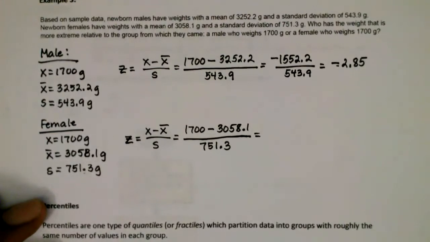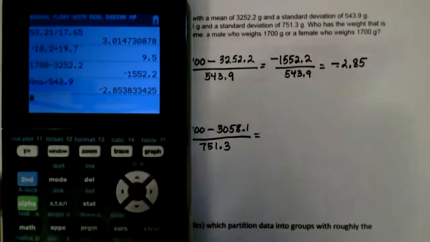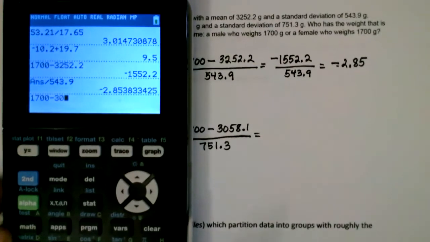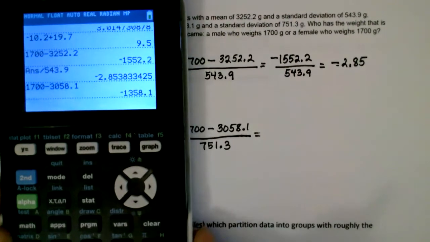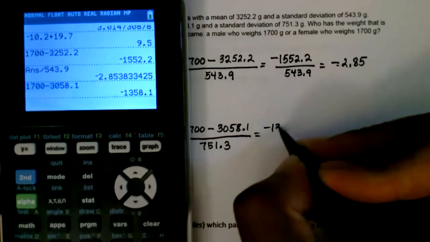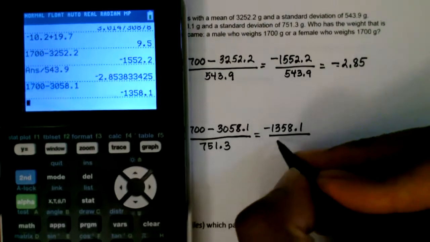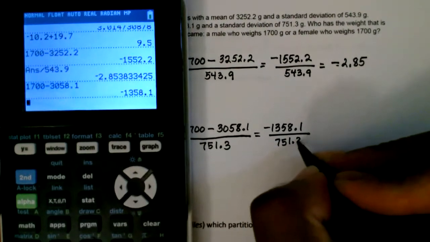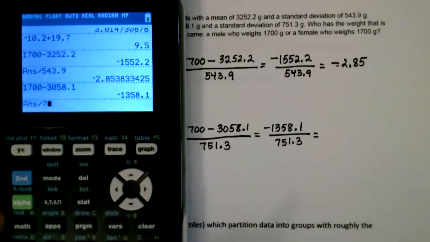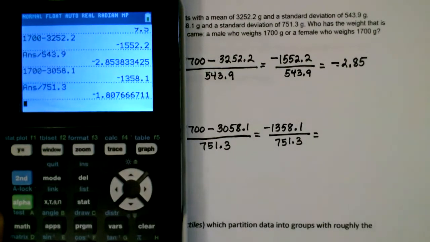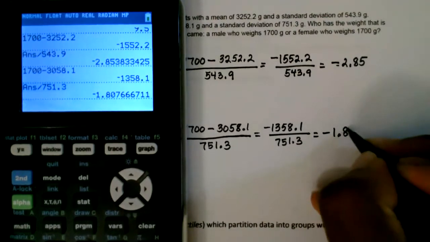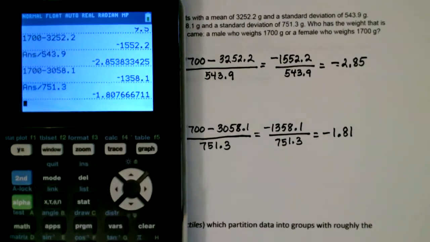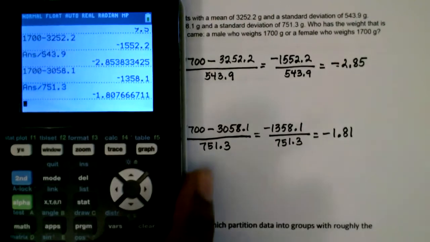So if I do 1,700 minus 3,058.1, that'd be negative 1,358.1. Divide that by 751.3. To 2 decimal places, this will end up being negative 1.81. I have to round to 2 decimal places here.